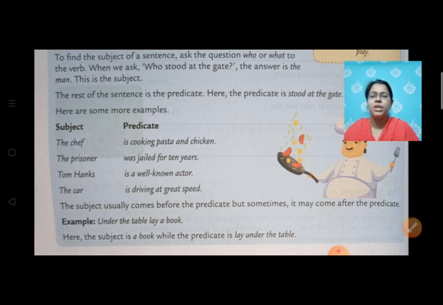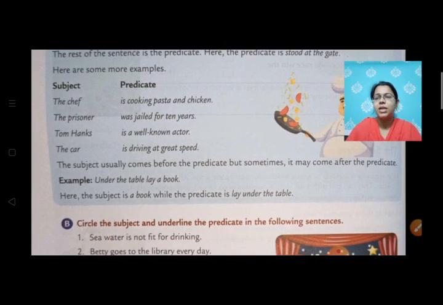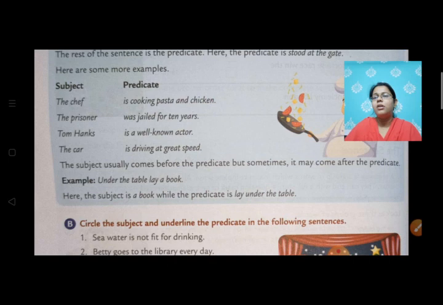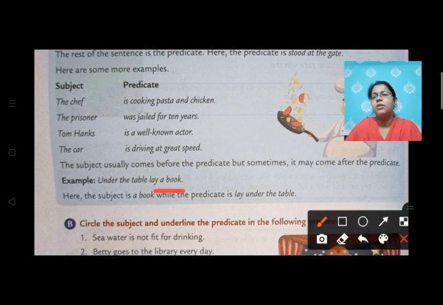ओके, सो द सब्जेक्ट यूजुअली कम्स बिफोर द प्रेडिकेट बट समटाइम्स इट मे कम आफ्टर द प्रेडिकेट. मतलब इट्स नॉट नेसेसरी कि आपका सेंटेंस हमेशा सब्जेक्ट से ही स्टार्ट हो. समटाइम इट इज़ पॉसिबल कि आपका प्रेडिकेट पहले होगा और सब्जेक्ट बाद में. जैसे कि यहाँ पे एग्जाम्पल दिया हुआ है, अंडर द टेबल ले अ बुक. ओके, सो यहाँ पे टेबल के नीचे क्या है? अ बुक. सो हियर अ बुक इज द सब्जेक्ट.